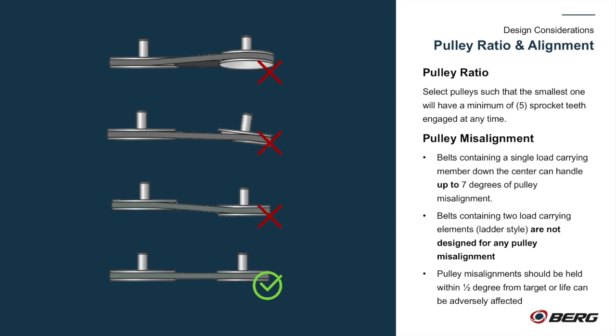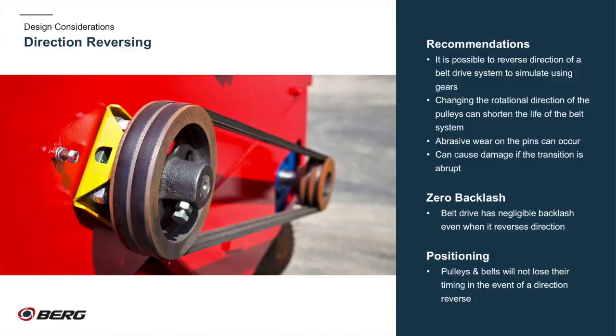For Berg belts that contain 2 or more load-carrying members, for example, a ladder-style construction, these are designed for a maximum of 1/2 degree misalignment between the sprockets. Exceeding this will have a significant impact on the life of the drive system.